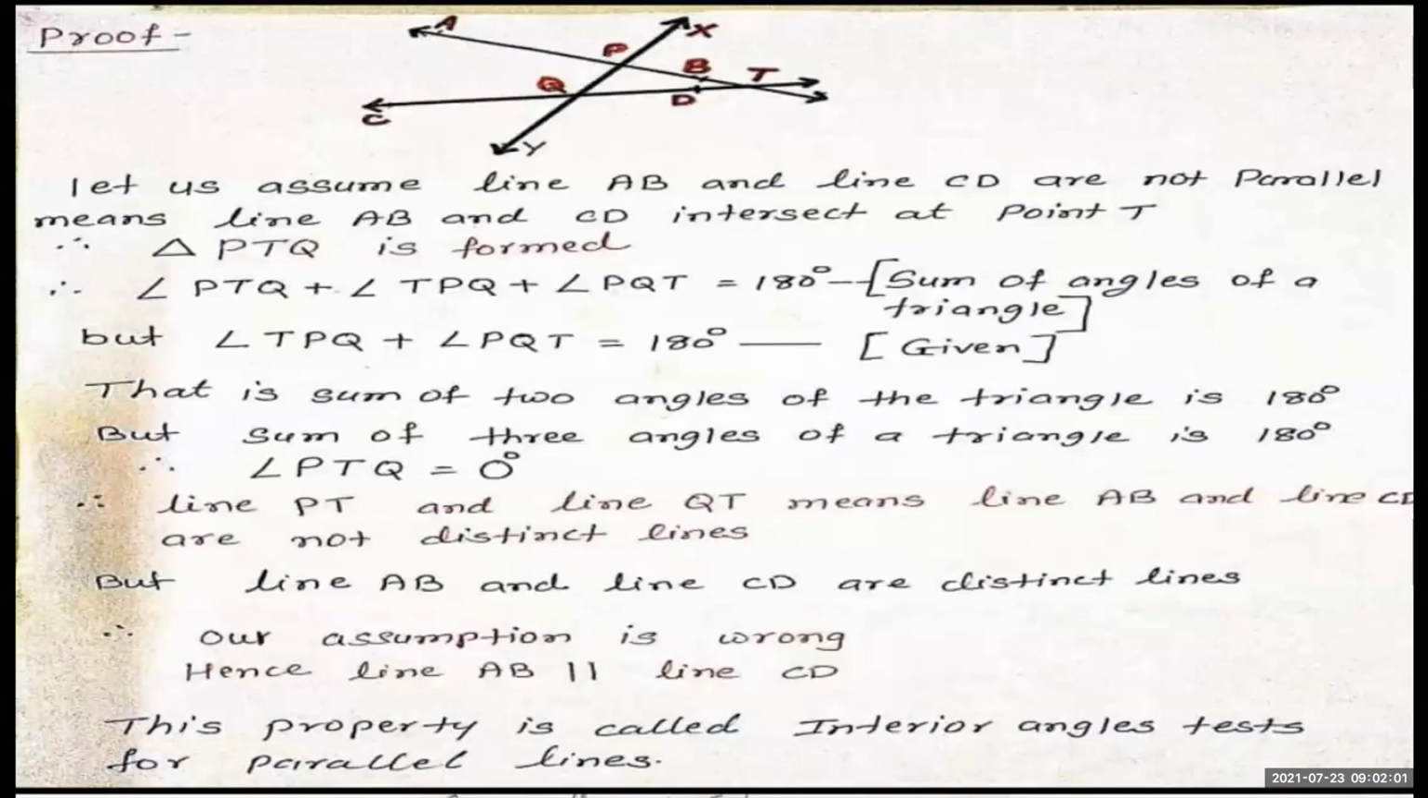And if any angle formed because of two intersecting lines is 0, then those lines will not be distinct. Okay. And in the given, the lines are assumed to be distinct lines, that is a wrong assumption. So based on the interior angle test, we can say that the given lines, line AB and line CD, are parallel to each other.